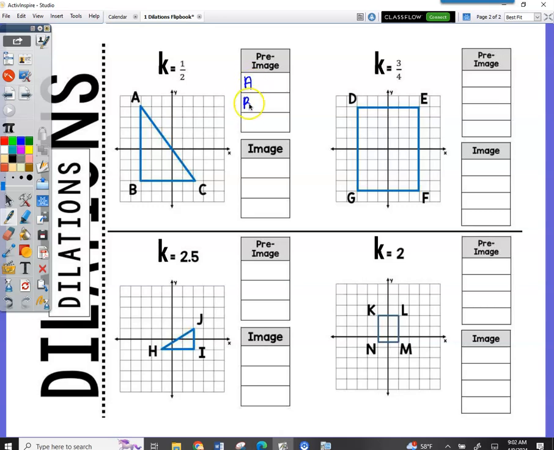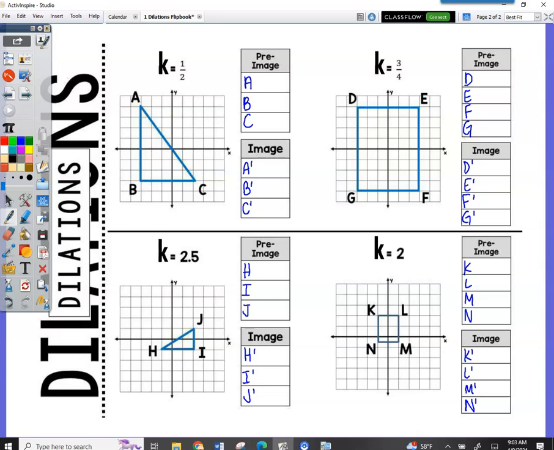So this is A, B, C. This one's D, E, F, G. This one's H, I, J. Then we got K, L, M, N. Then we'll do the primes of those. Now you're going to type these in the calculator to get the answers.